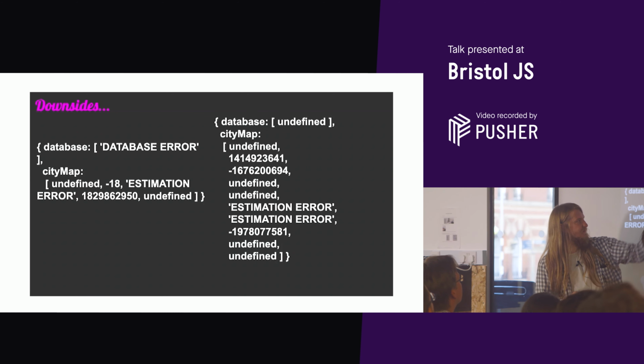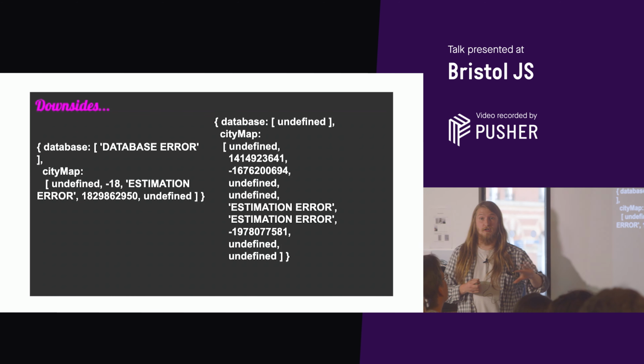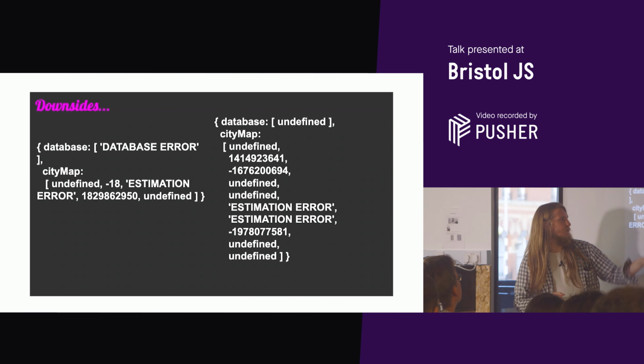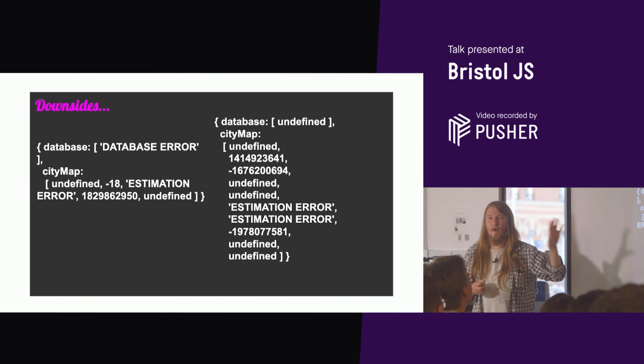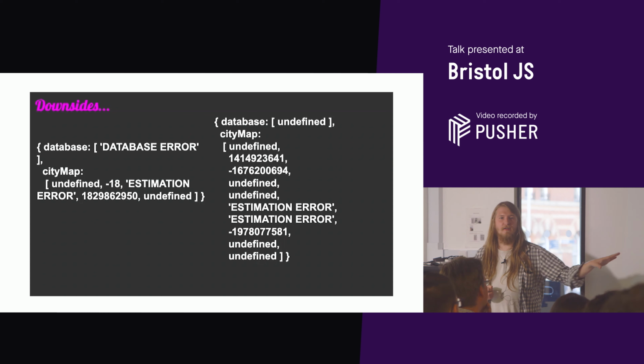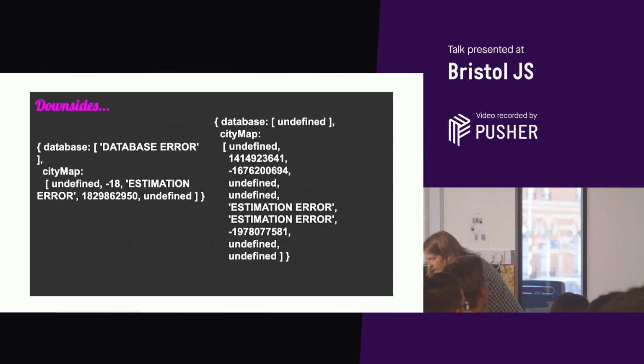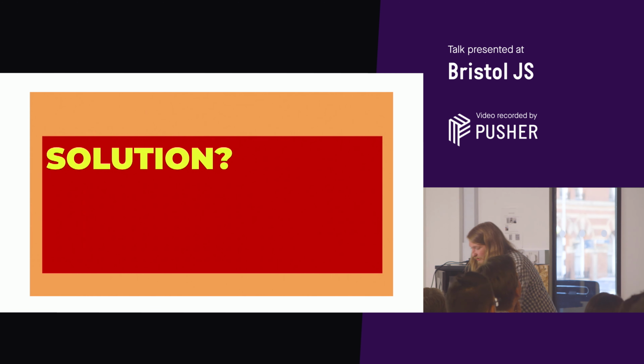Same with this one here, database is undefined, so we know the order wouldn't go through, but we're testing all these different combinations of undefined, large positive number, large negative numbers. This is wasted computational power. Nothing of value is being tested here. Is there a solution? So there is a solution.